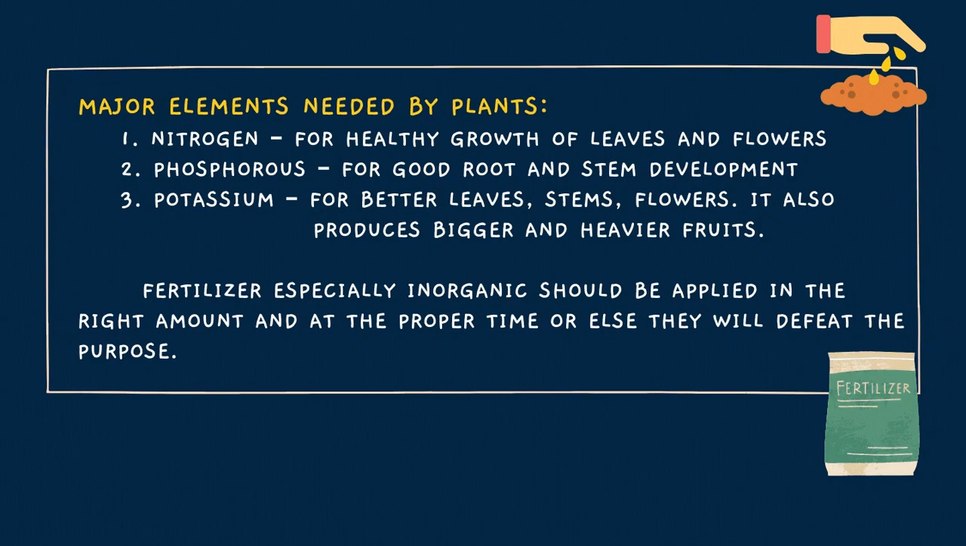Major elements needed by plants. Number 1, nitrogen, for healthy growth of leaves and flowers. Number 2, phosphorus, for good root and stem development. And lastly, potassium, for better leaves, stems, and flowers. It also produces bigger and heavier fruits. Fertilizer, especially inorganic, should be applied in the right amount and at the proper time, or else it will defeat the purpose.